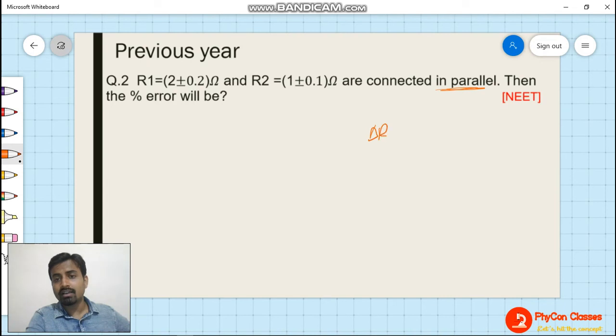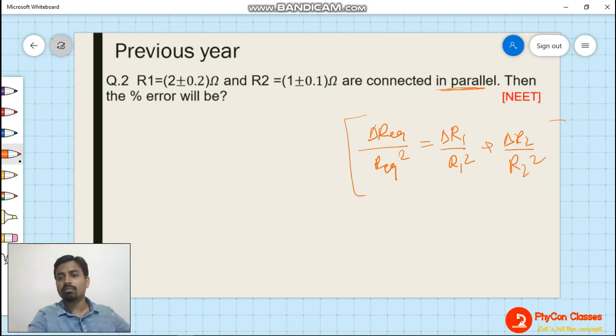Okay, so delta R equivalent divided by R equivalent square is equal to delta R1 divided by R1 square plus delta R2 divided by R2 square. So you have to use this formula and find out the answer. Delta R equivalent you have to calculate. Delta R1, delta R2, R1 and R2 are given. R equivalent you will have to calculate directly.